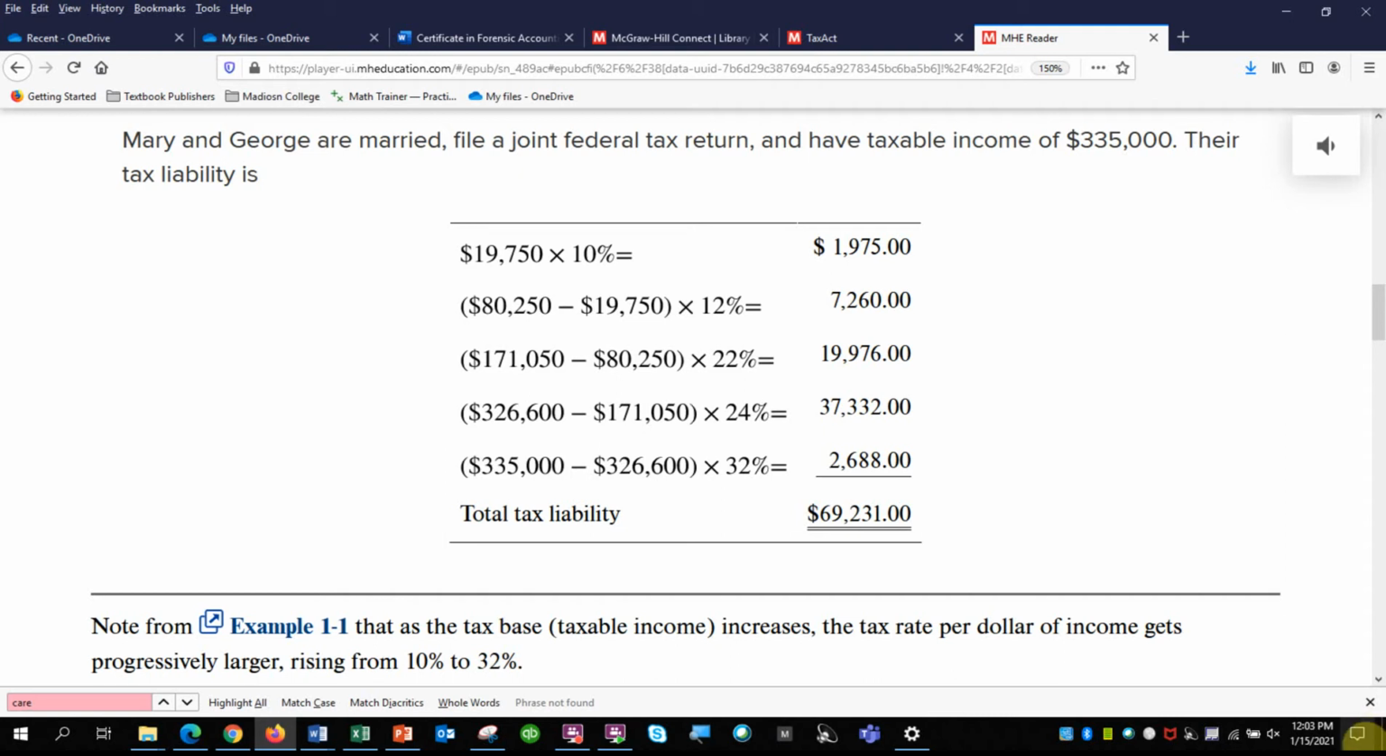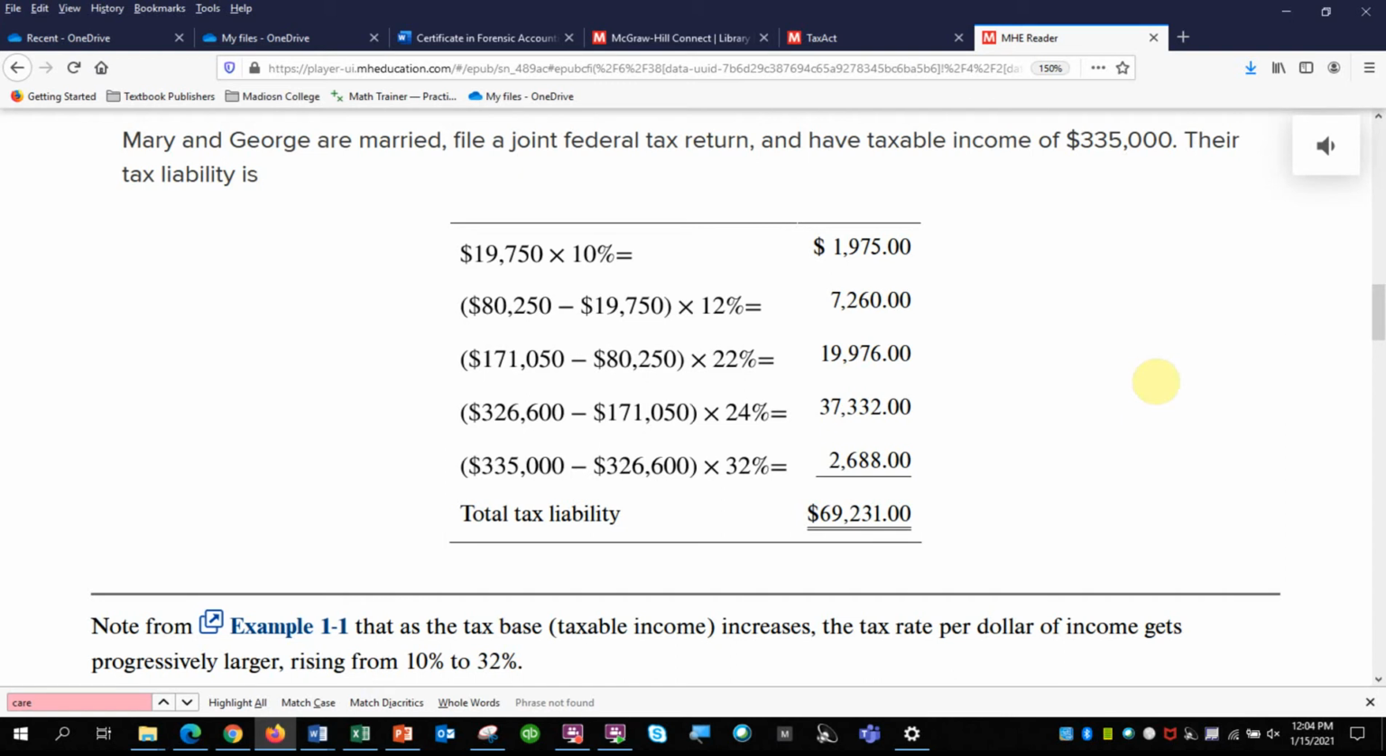What you would do in this case is you'd calculate the average tax rate. So you would take the $69,231 and you would divide it by their total taxable income of $335,000. And you would have 20.67%. So their average or real tax rate that they finally ended up paying on their taxable income is almost 21%, not quite 21%.